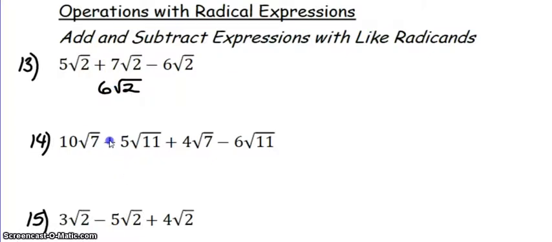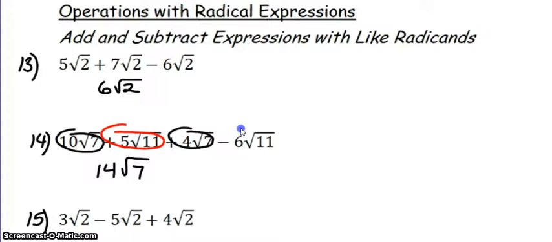In number 14, we have two different radicands here. I have a root 7 and a root 11. So we need to combine the ones that are like. So I have 10 root 7 plus 4 root 7. In that case, we have 14 root 7. 5 root 11 minus 6 root 11 would be negative 1 root 11, or minus root 11. And now I can't do anything more because root 7 and root 11 are not like each other.